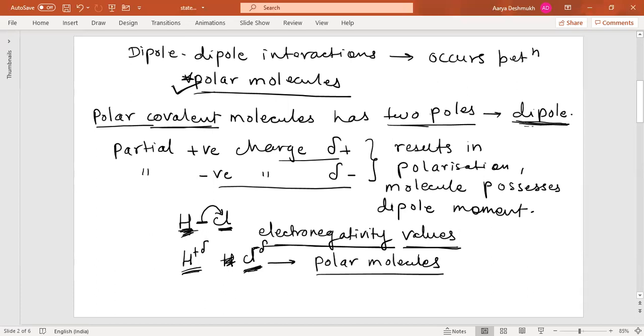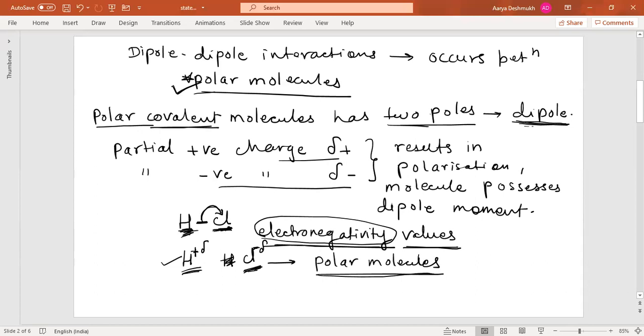So polar molecules are those where there is a formation of a dipole, and this formation of a dipole is very much dependent on the electronegativity values. It means one of the two atoms should be more electronegative, and this property of pulling the electron pair towards itself will result in the formation of the dipole, and the molecule will be called a polar one.